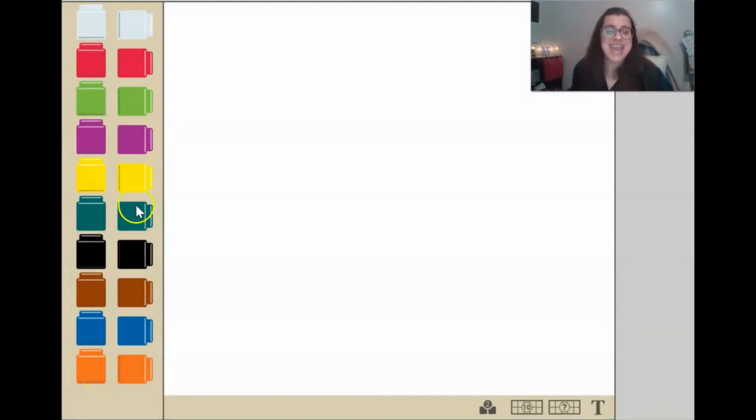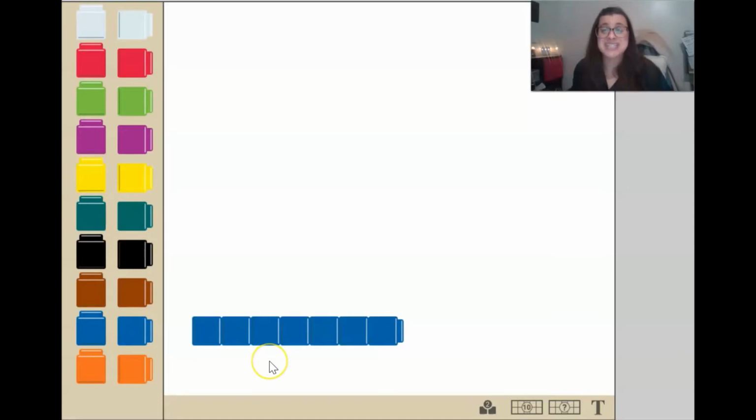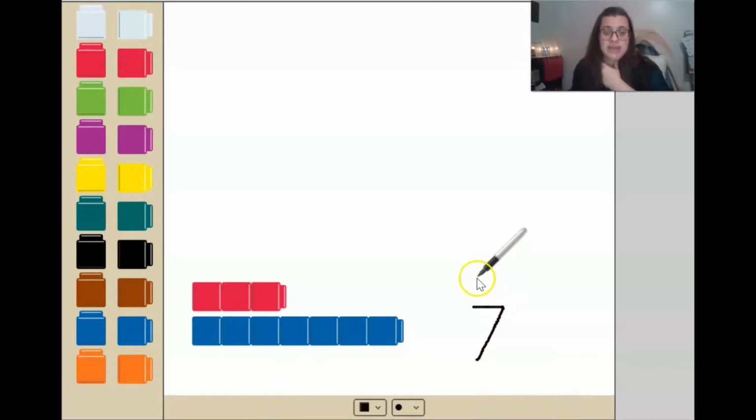First, I'm going to make a 7 stick, and let's use blue. All right, here we go. 1, 2, 3, 4, 5, 6, 7. So I have 7 cubes. This is a 7 stick, so we would write the number 7. Now, let's make a 3 stick. Count with me. 1, 2, 3. So we have a 7 stick and we have a 3 stick.